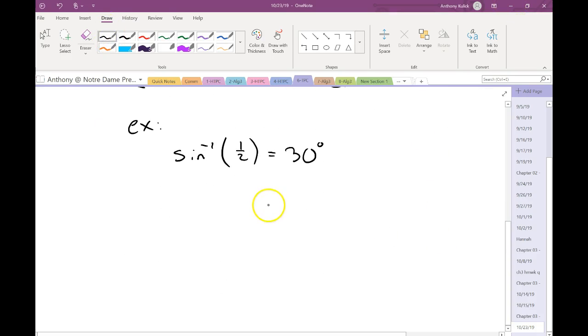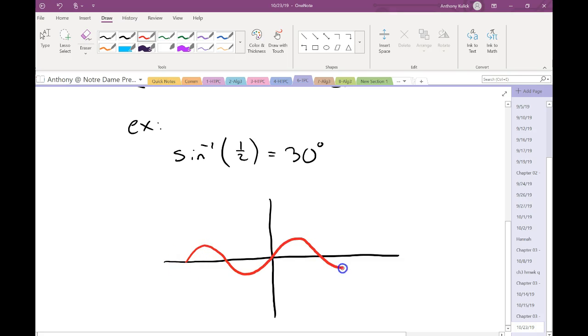So if we think back to the graph of sine, the graph of sine would look like this, right? If you think back to our Algebra 3-4 class, when I take an inverse of something, what I do is swap the x and y coordinates. So if I do that, my resulting inverse would look like this, and this is no longer a function.